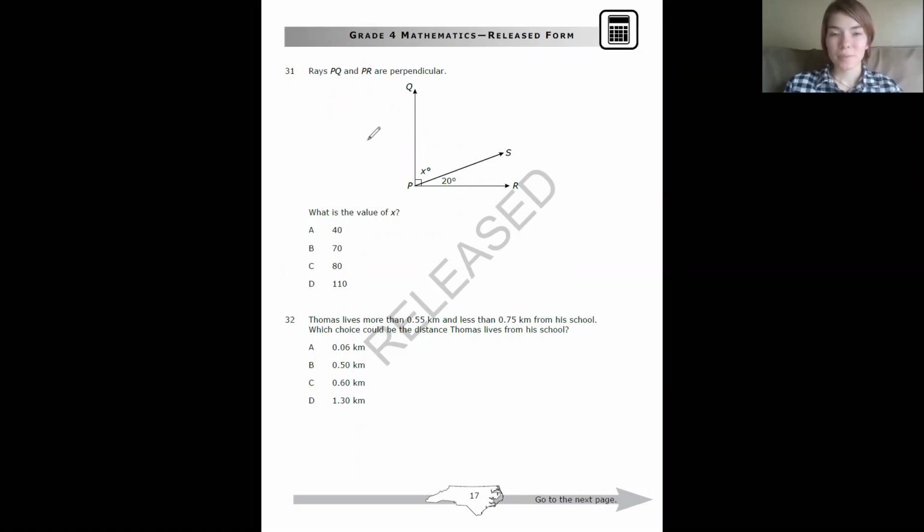Rays PQ and PR are perpendicular. What is the value of x? So by the definition of perpendicular lines, they meet at a right angle. If we remember, a right angle has 90 degrees. Now, this angle here, which has x degrees, combined with this angle, which is 20 degrees, has to add up to 90 degrees. That means that x plus 20 has to equal 90.